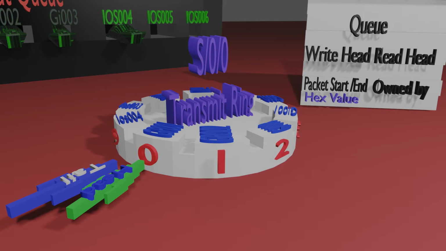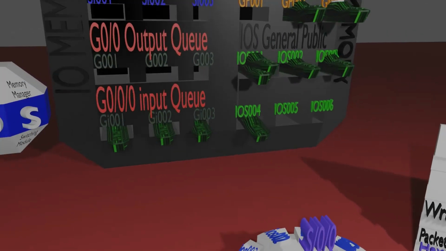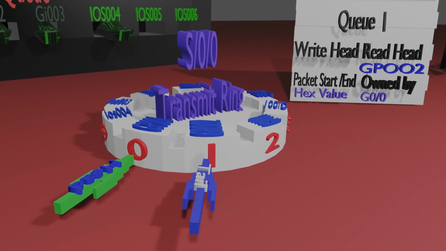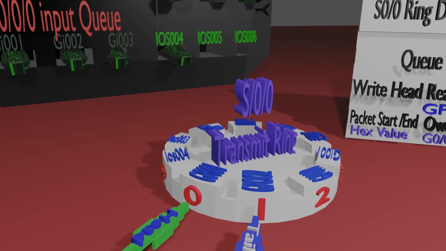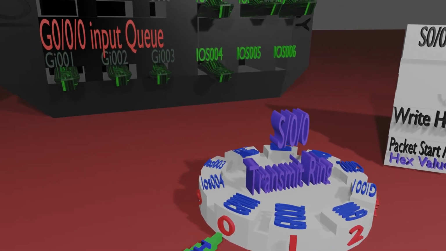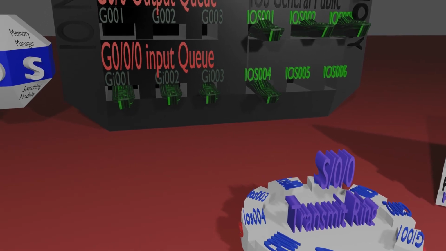In this example, S00's transmit ring is full and waiting to feed the S00 controller packet buffer addresses when it polls for them. As the S00 controller polls for the next address, the blue read head goes into motion. The blue read head reads the next packet buffer address and sends the information to the controller. Now that the controller has the address of the next packet buffer to be processed using direct memory access, it retrieves the packet from the packet buffer.